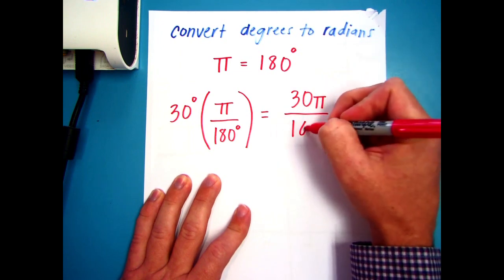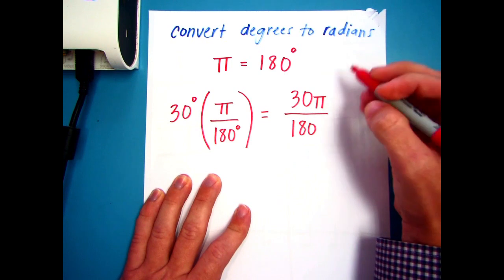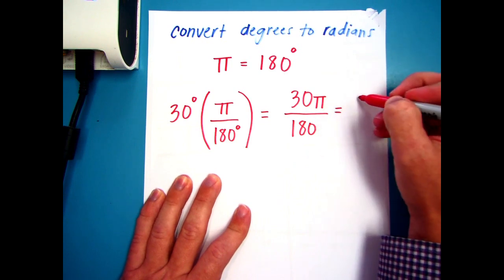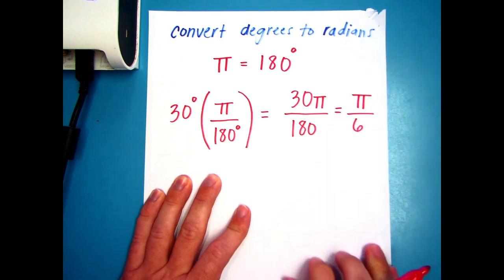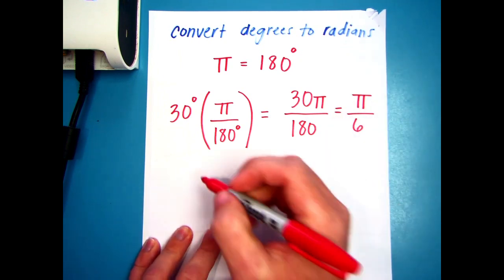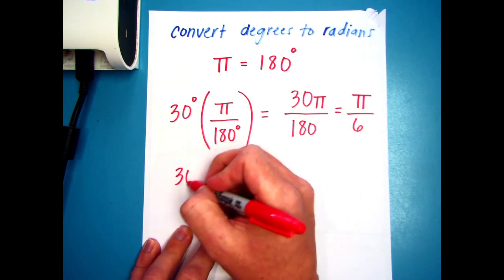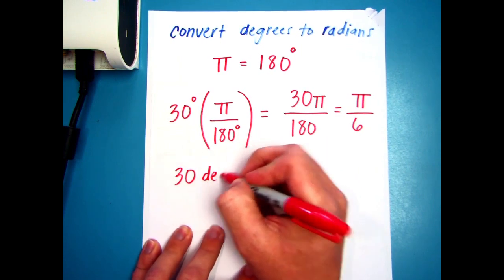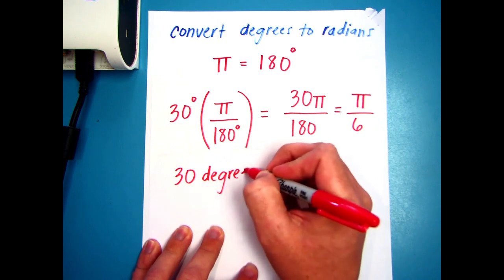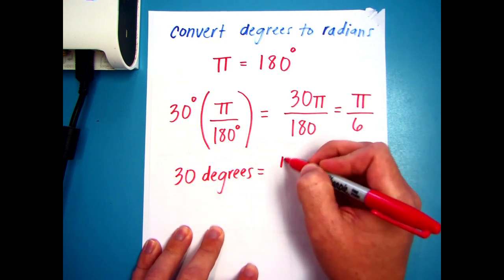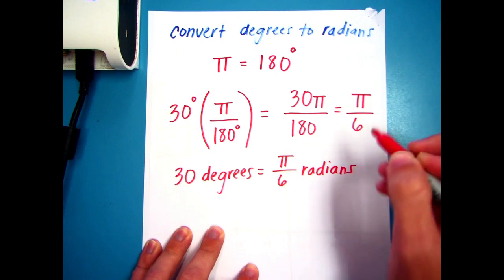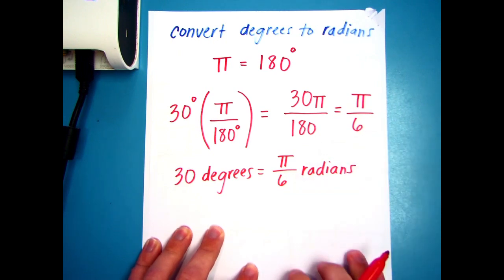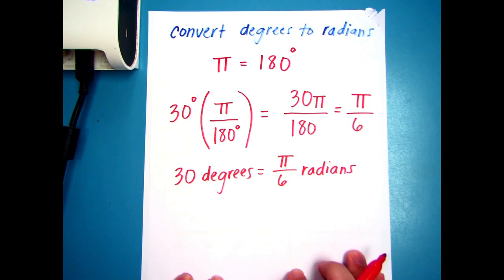I cross multiply, so I end up with 30 pi over 180. I'm going to leave pi as pi, but 30 over 180 reduces to 1/6. So 30 degrees is equal to pi over 6 radians. And again, we're going to leave pi as pi when we write our angle in radians.